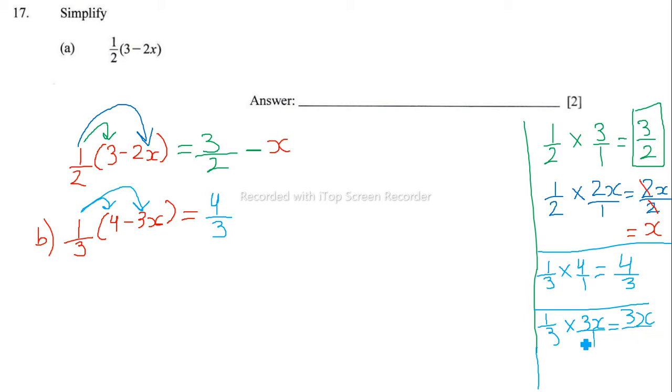3x. 3 times 1 is 3, and they cross each other. We cross out each other, so we are left with x. This is going to be minus x.